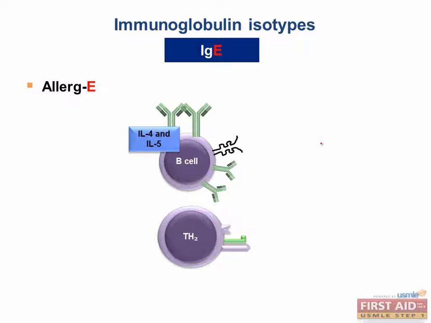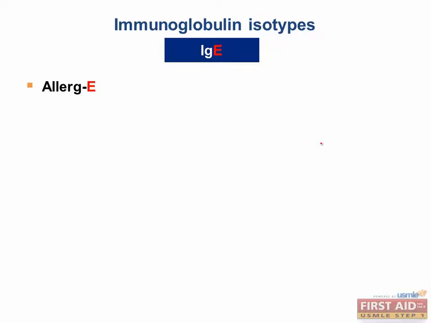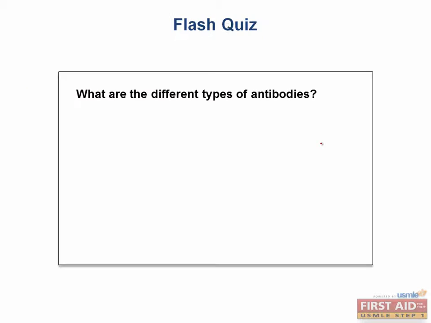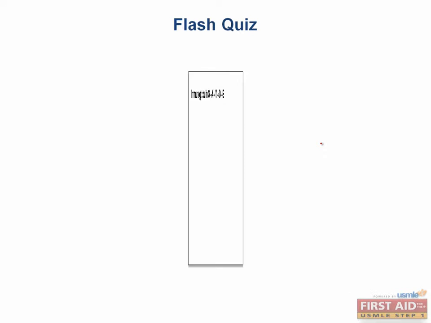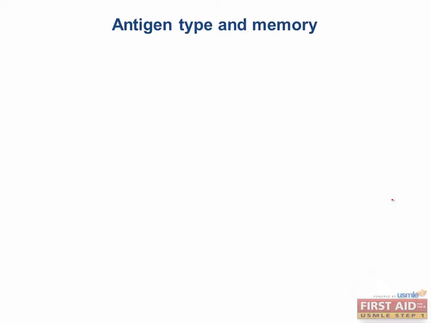IgE now. And again, stick these on the surface of mast cells, cross-linking, degranulation, allergic response, histamine, vasodilation, eosinophils are attracted over there. By the way, what interleukin attracts eosinophils? Interleukin 5. Okay, we'll talk about that later. All right, so easy flash quiz. What are the different types of antibodies? And in order of frequency, IgG, A, M, D, and E. GAMD. Very good.